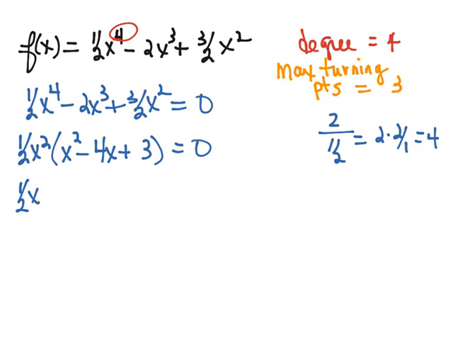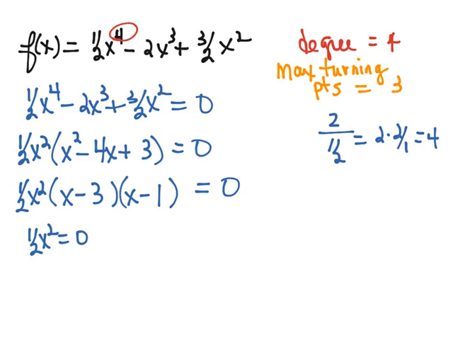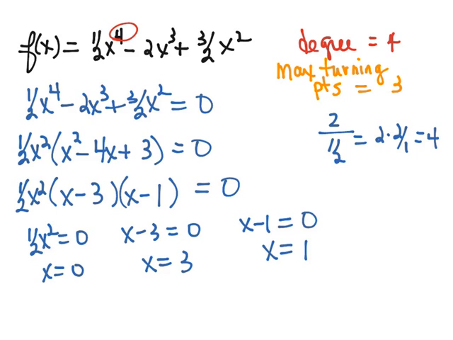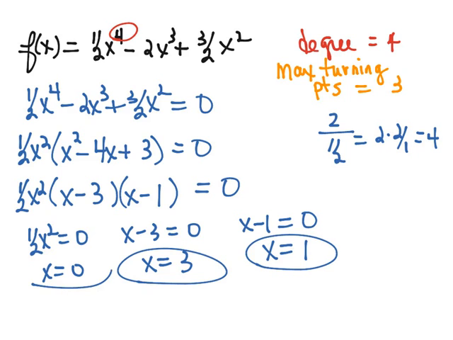So now we have the factor of 1/2 x squared, and we can now factor the trinomial x squared minus 4x plus 3. This factors into x minus 3 times x minus 1. So using our zero product property, if factors multiplied together equal 0, one of them has to be 0. So 1/2 x squared has to equal 0, which would give you x is 0. x minus 3 has to equal 0, which means x is 3. Or x minus 1 equals 0, which gives you x is 1. So the three zeros for this function are 0, 3, and 1.